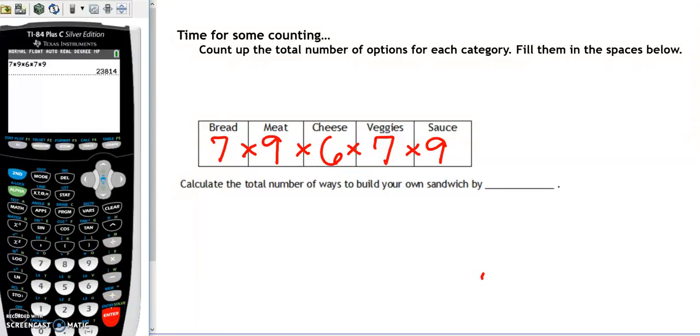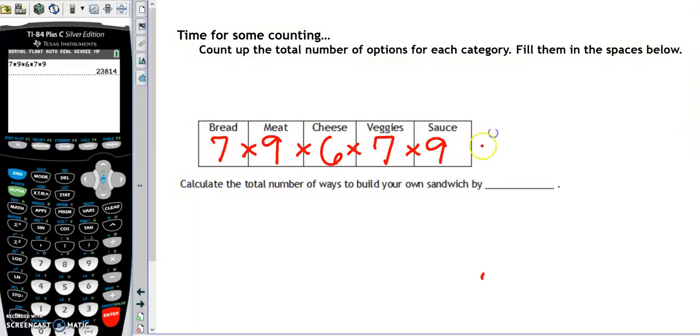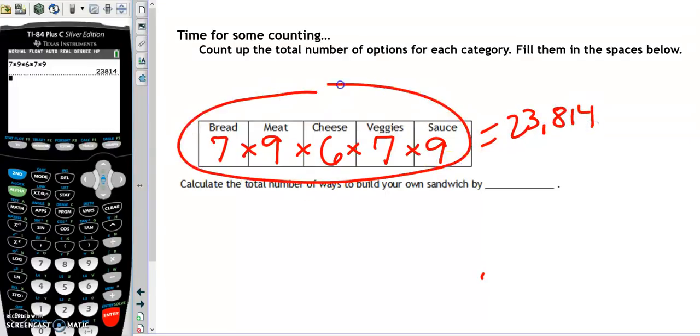Now, while the variations are similar, they are not exactly the same. There are a total of 23,814 different sandwich combinations using those limitations. And so we did that by taking all of the different variations and multiplying them. You can do this for any example.